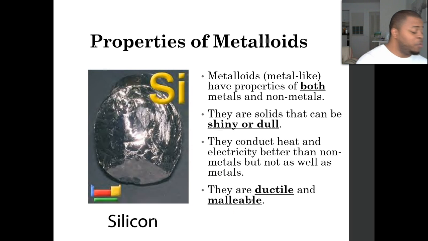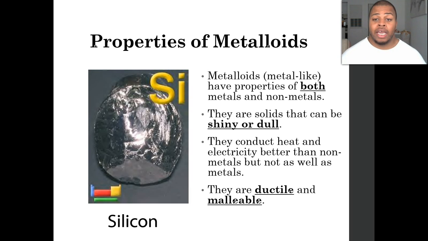Now, the last group that we're going to talk about here is our metalloids. They are going to be metal-like in that they have properties of both metals and nonmetals. These can be either shiny or dull. They conduct heat and electricity better than nonmetals, but not as well as metals. And they are ductile and malleable. Now, for metalloids, they're going to be very, very important because most of us have these electronics. We have computers, cell phones, televisions, all the circuitry and everything that is used to make up the electronics of these substances is usually a nonmetal or are made of nonmetals.